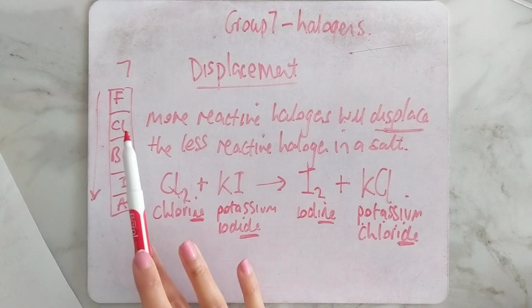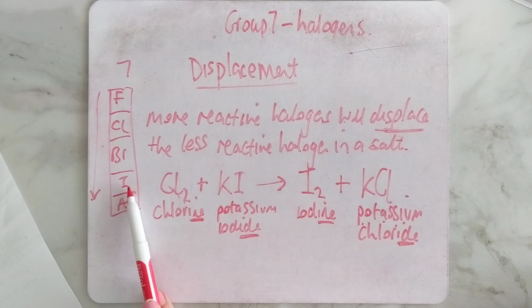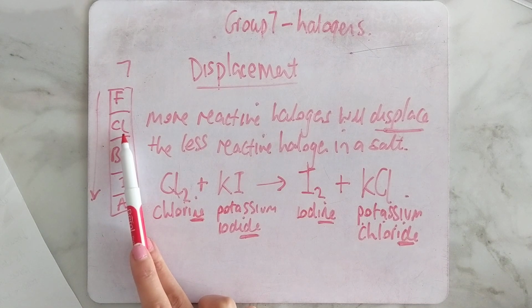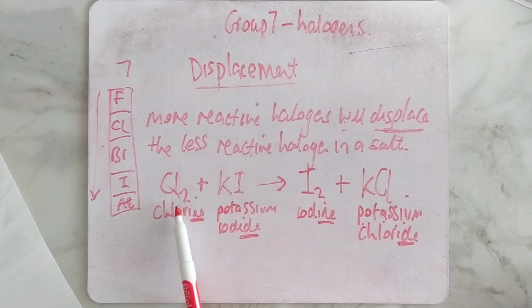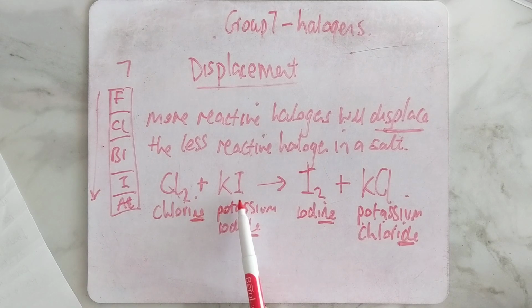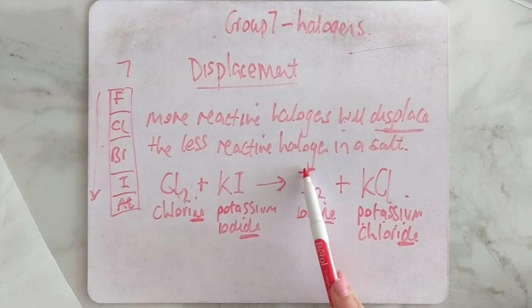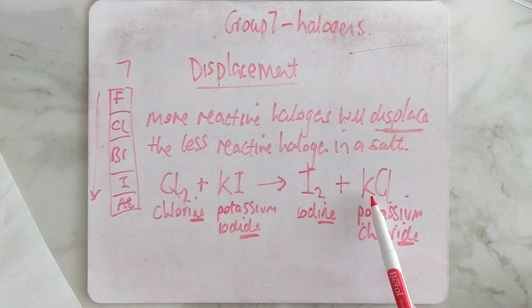Therefore, chlorine is more reactive than iodine. So chlorine can displace, can kick out, can remove and replace iodine from the salt. That's why iodine ends up on its own like that, and chlorine attaches to potassium and forms a salt. Okay, let me give you one other example.